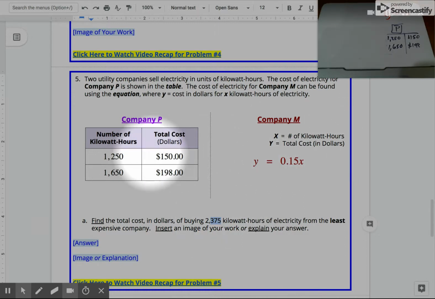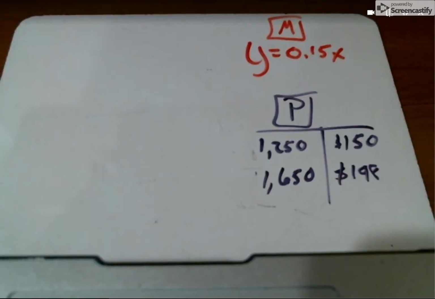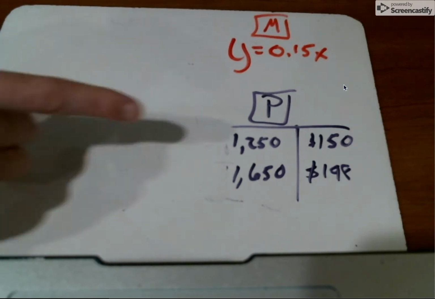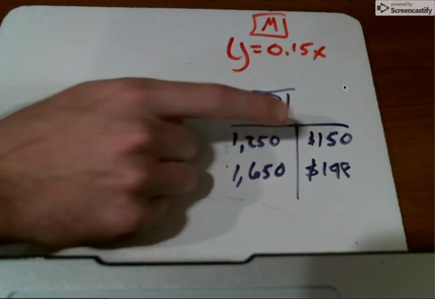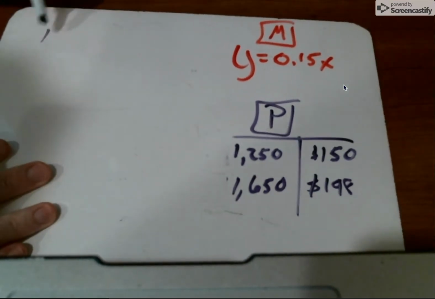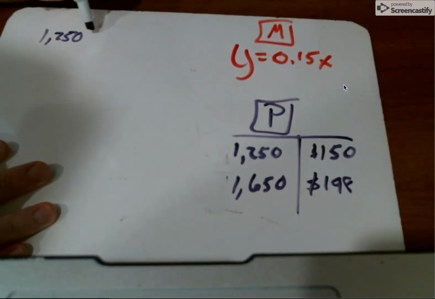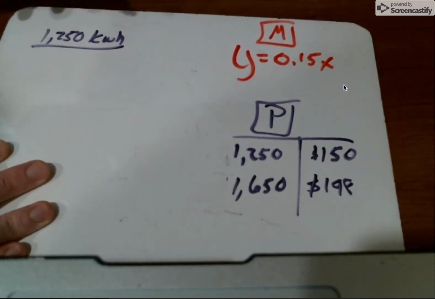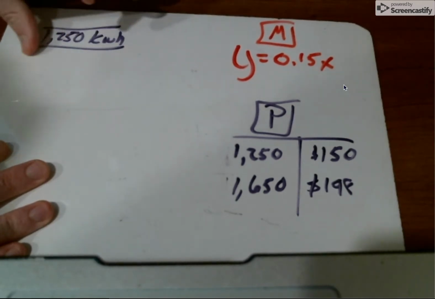We've also taken some of the data points from the table, copied them onto the whiteboard. So we're going to put the whiteboard in full screen as we focus on what is the unit rate for each of these two companies. We'll start with Company P. We see for Company P that 1,250 kilowatt hours would cost $150. So I'm going to go ahead and say for 1,250 kWh, which will stand for our kilowatt hours, it's going to cost us a total of $150.